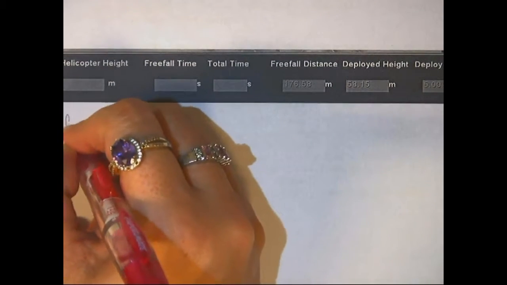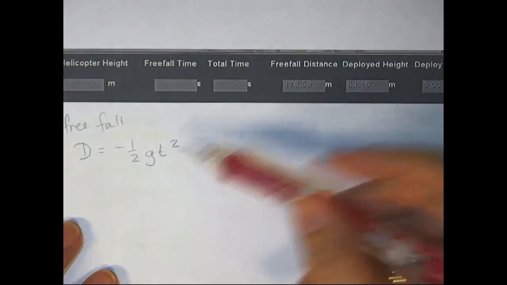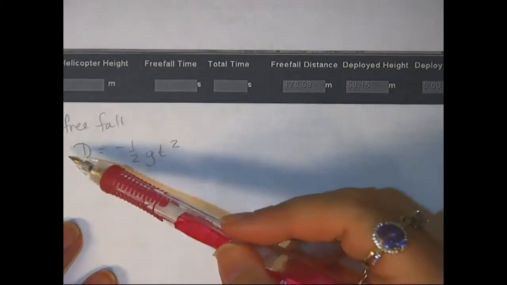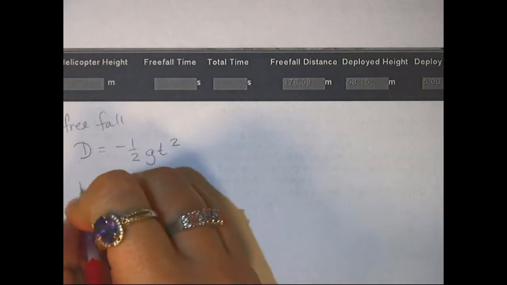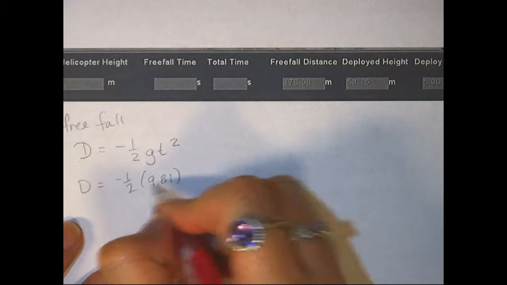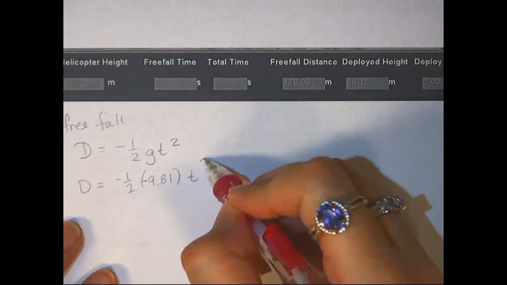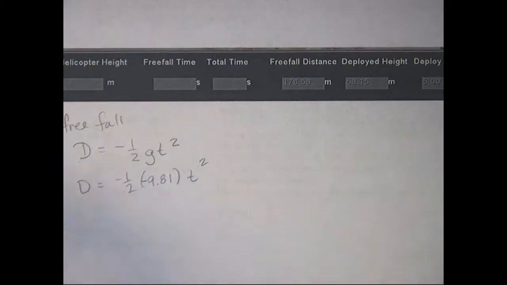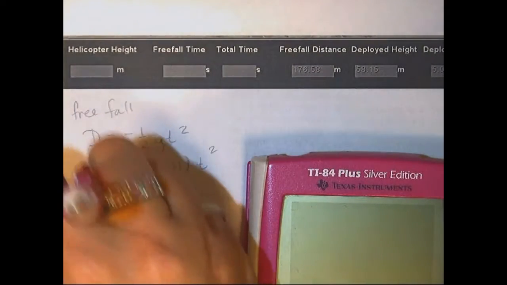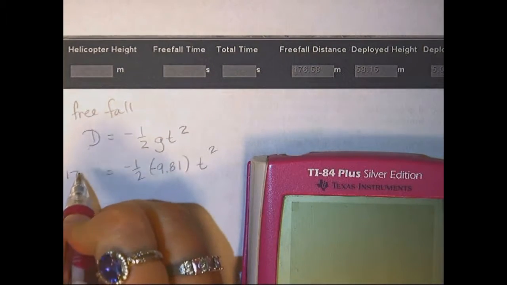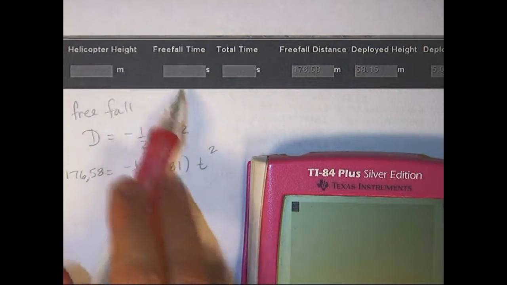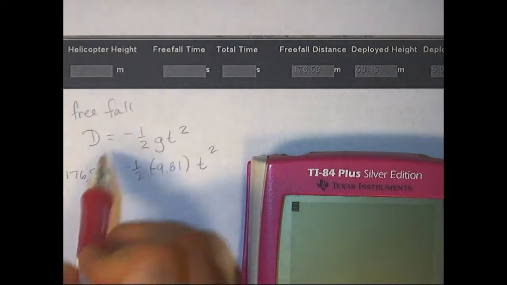Well, this is the free fall formula we just looked at. But this time, I don't know the time, but I do know the distance. I don't know the distance here. I know gravity is 9.81. And I don't know the time. So how do we solve this kind of problem? Well, I'm going to plug in the free fall distance right here, and I want to find the free fall time right here. This is an algebra problem.